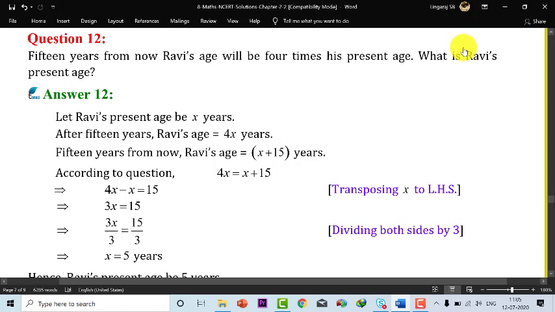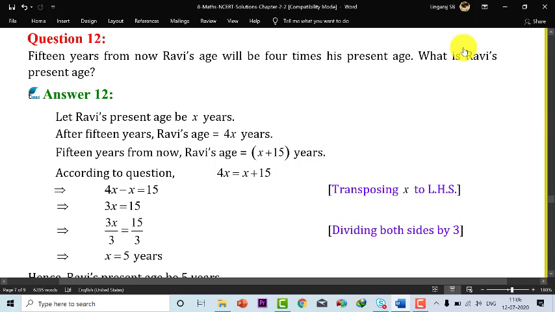So it is 4x, and here x plus 15, because 15 years from now means now the present age is x and 15 years means plus 15. So x plus 15 years. So then according to the question, 4x is equal to x plus 15.